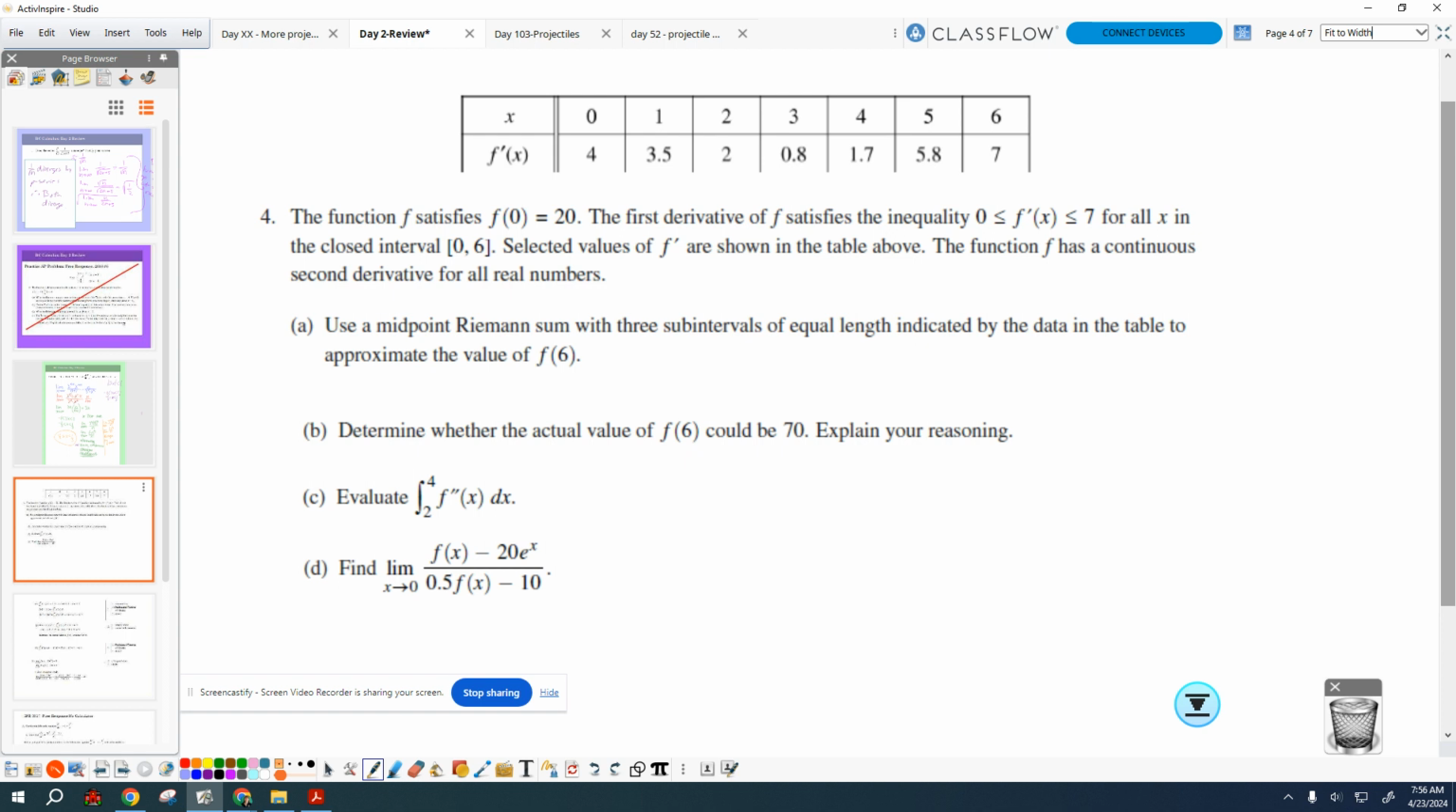Oh, wait. Well, hold on, let's say every single one of these was 7. But I don't know what it does, it just bounces around between. No, it is 7, 7, 7, 7, 7 for 6. 6 times 7 is 42, plus 20 is 62. Less than 70. Not possible.